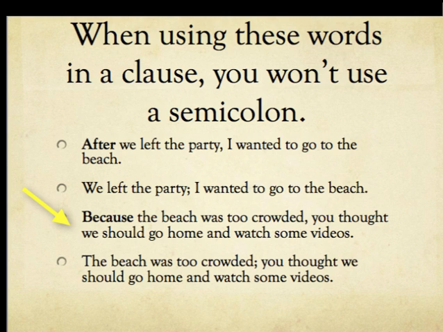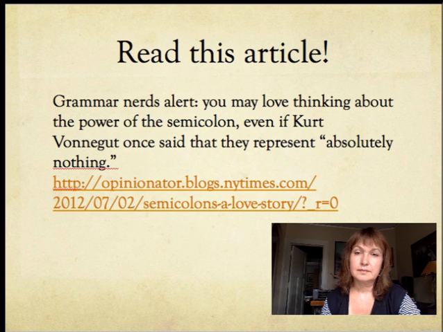The next example shows something similar. Because the beach was too crowded, you thought we should go home and watch some videos. When you use the sentence pattern number 1 and put the semicolon between those two sections, eliminating that subordinate conjunction, you get a different sentence. The beach was too crowded; you thought we should go home and watch some videos.